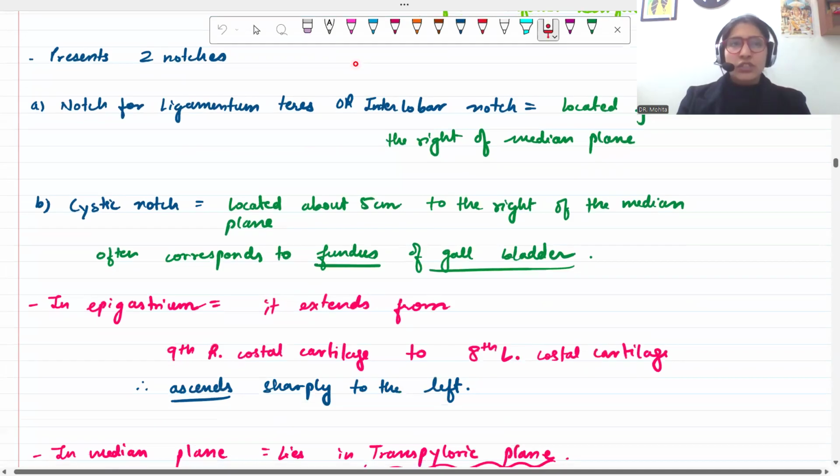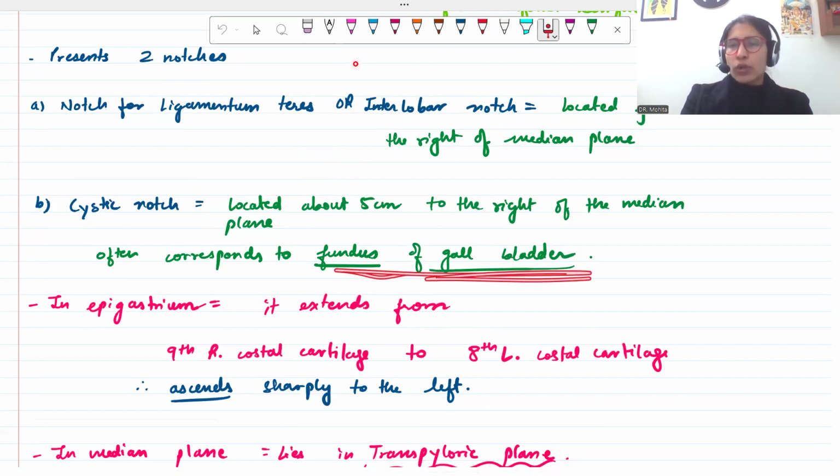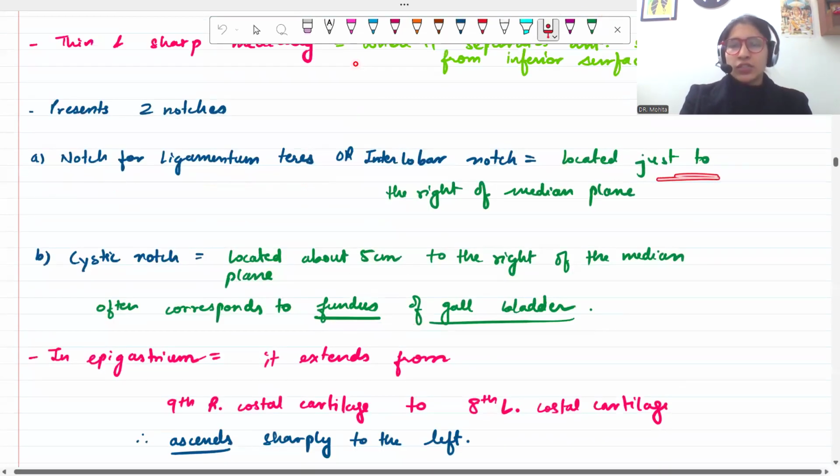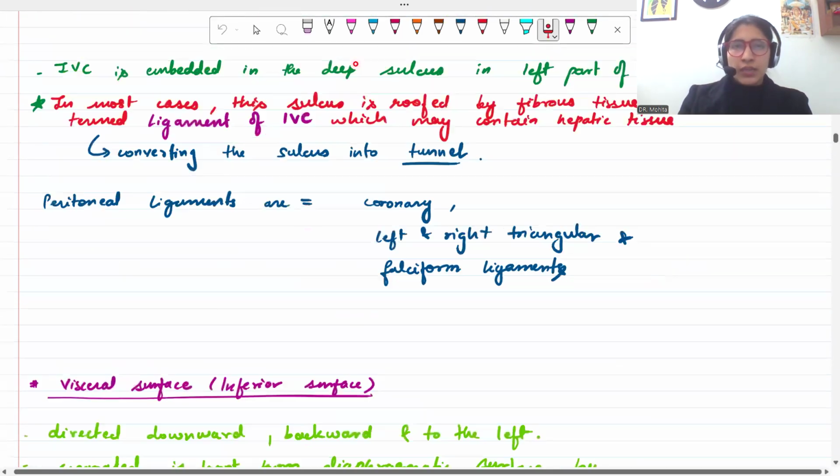Fine. और ये चीज मैंने पहले ही दिखाई थी. इस inferior border पे दो notches हैं. One is the cystic notch, जहां पे fundus of gall bladder दिखता है, and there is a notch for ligamentum teres which is located just to the right of median plane, and this is 5 centimeter to the right of median plane. Is it good? चलें आगे.